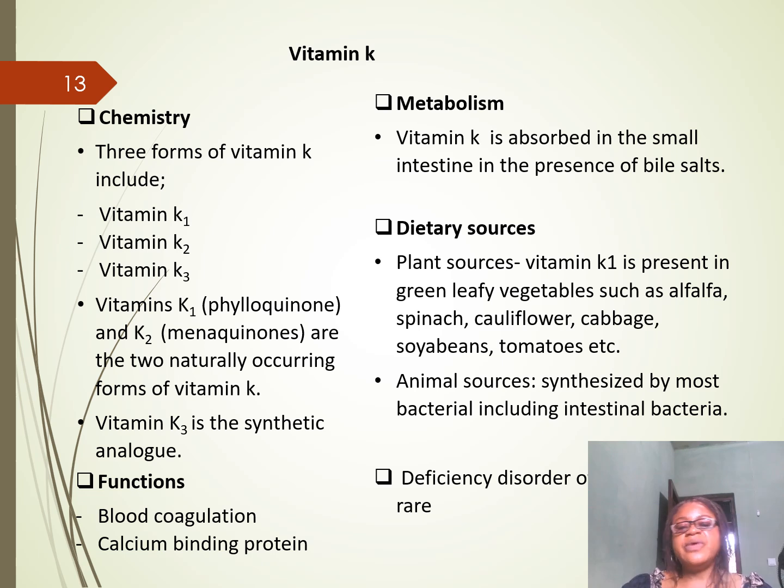Deficiency disorder is very rare, maybe because it's contained in most of our local or traditional vegetables, and again possibly because the intestinal bacteria are synthesizing it, and maybe that's why it is found in feces, but not excreted in urine. So this is all about the fat soluble vitamins.